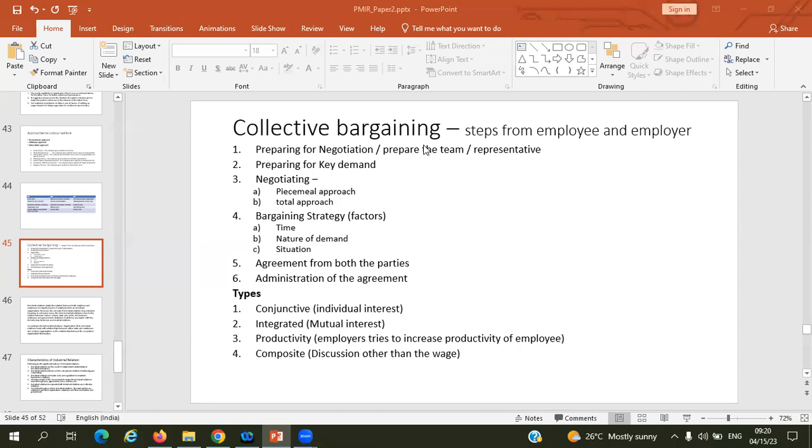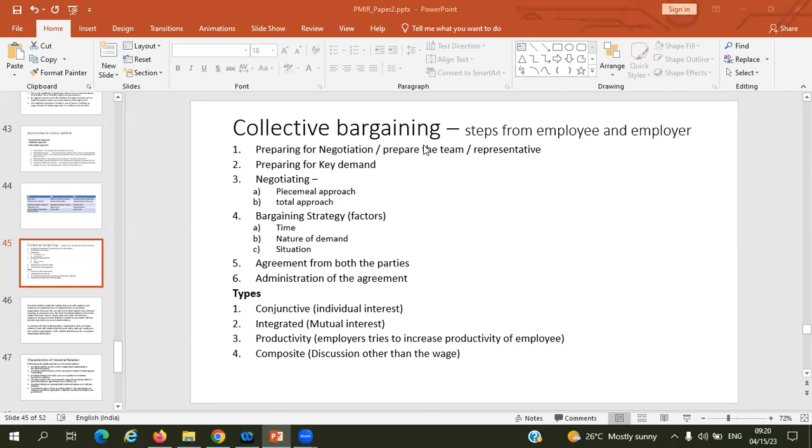Bargaining strategy. When you are talking about all this, there are different factors controlling and influencing the bargaining. Suppose time, nature of demand, situation. All these are different factors. If you are talking about salary and wage at a time that is not good for the management, that is a time when the business is down or the market is down or they are not making good profit.